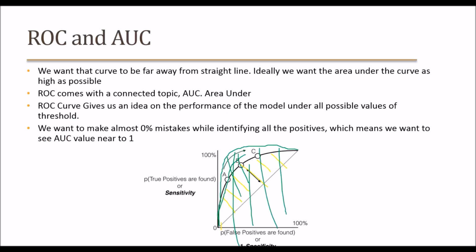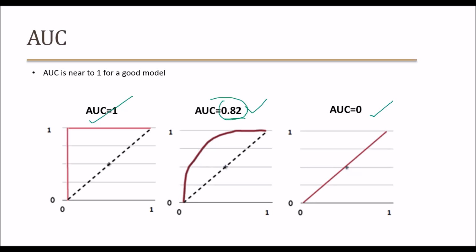Once again, what exactly is the area under the curve? First of all, it comes from the ROC, and the ROC is simply the average number of mistakes that we are making while predicting the actual true positives. So the true accuracy compared with our error is the ROC curve, and the area under the ROC curve needs to be near to 1 for a good model.